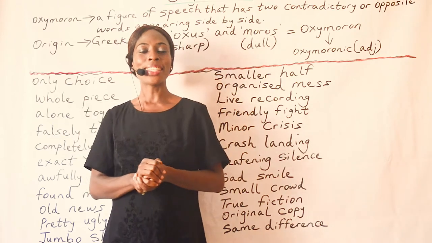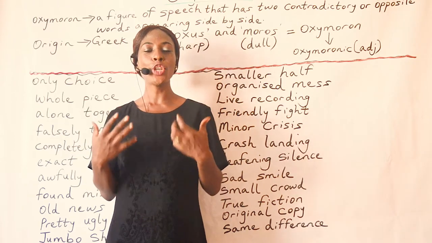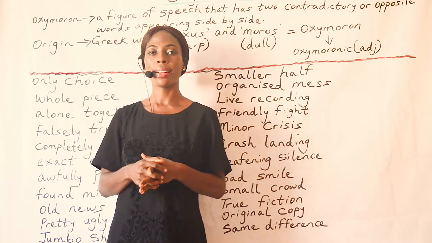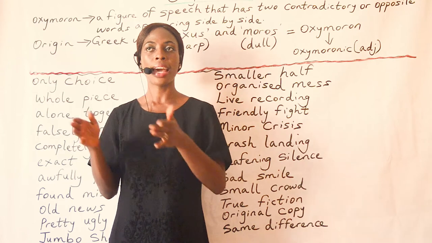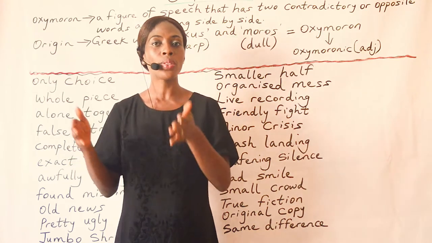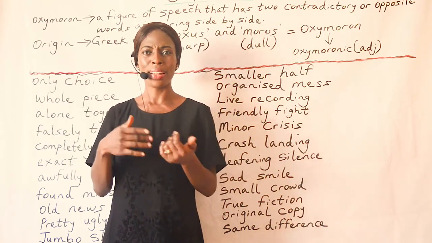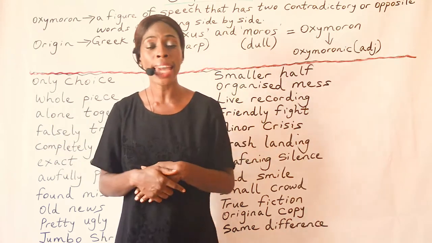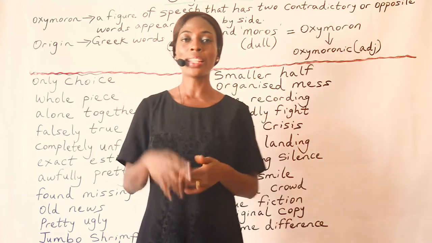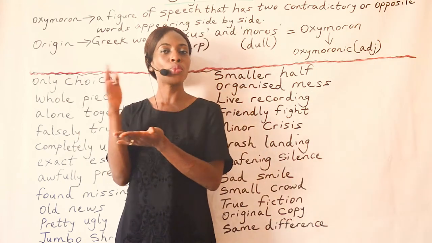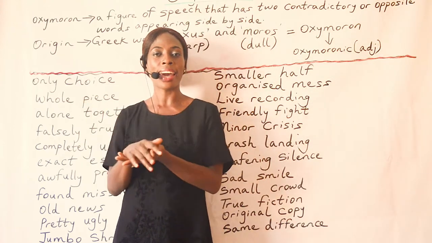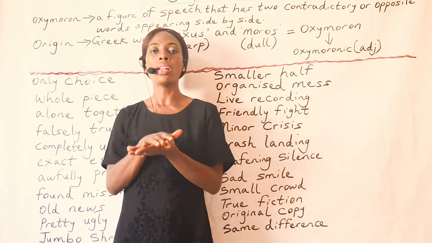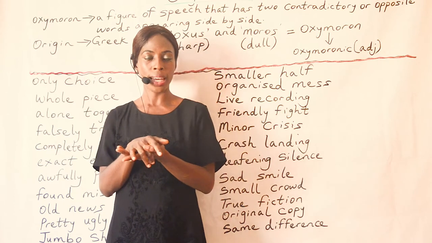Sentence number three. The new friends enjoyed being alone together. Alone together. Alone, you're by yourself; together, you're with someone. They enjoyed being alone together, that's the oxymoron. I hope you're getting it, okay?